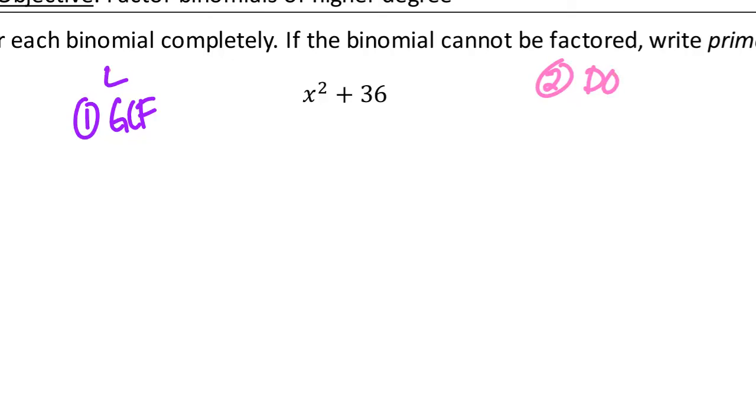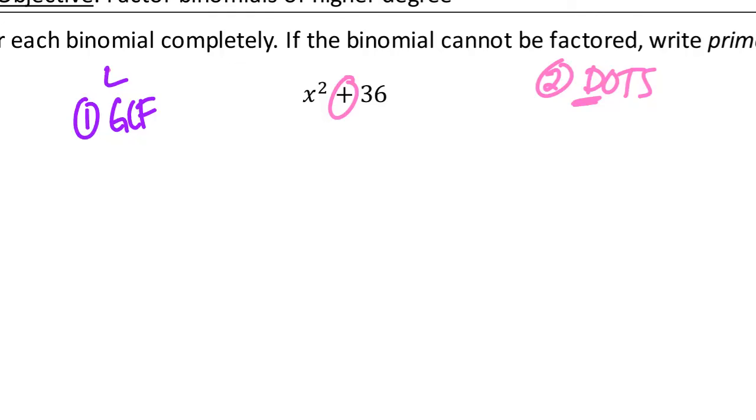Step 2, we're looking for DOTS. Remember, what does the D stand for? Difference. Do I have a difference? No, this is an addition. That is not a difference. It doesn't matter that 36 is a perfect square. Because that's not a subtraction symbol, I do not have a difference of two squares.